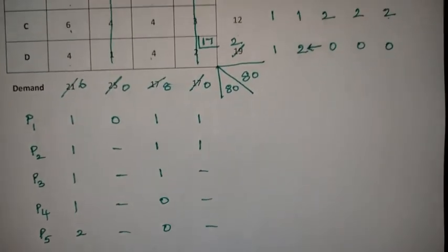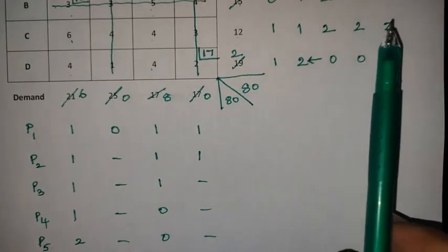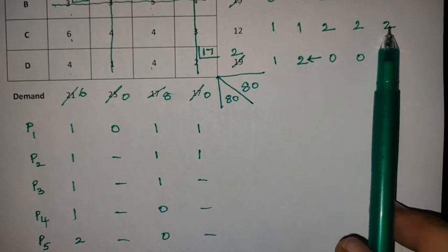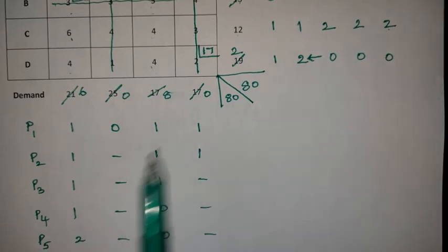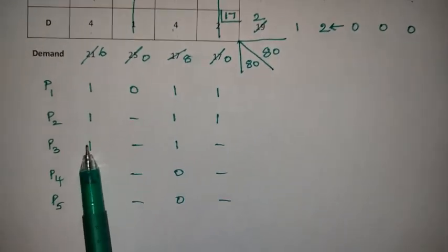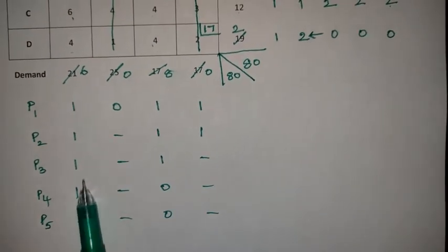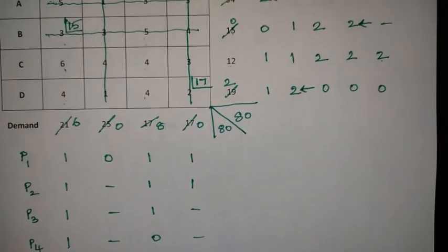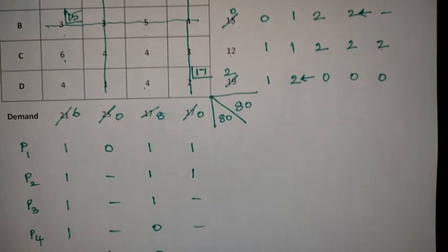What is the maximum penalty? It is 2, but 2 is at two different places. What can we take? If you take these two, the minimum is 4. If you take these two, the minimum is also 4. So you can select any one. So I am taking this column.